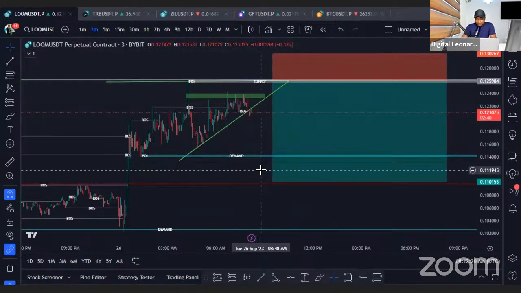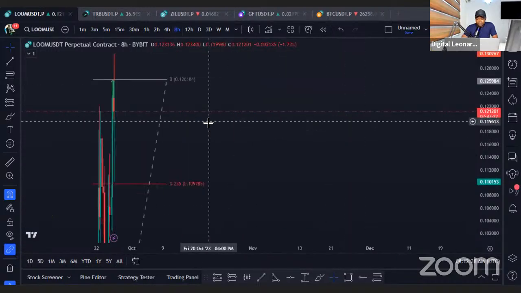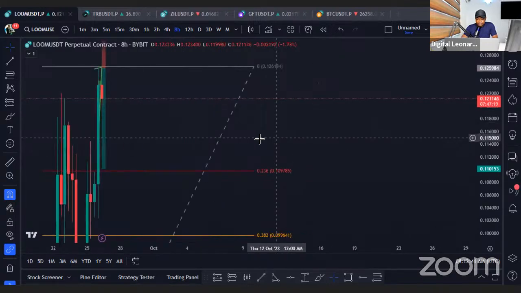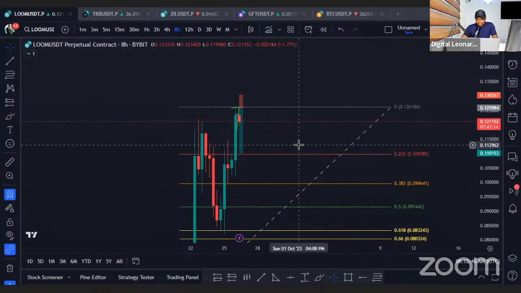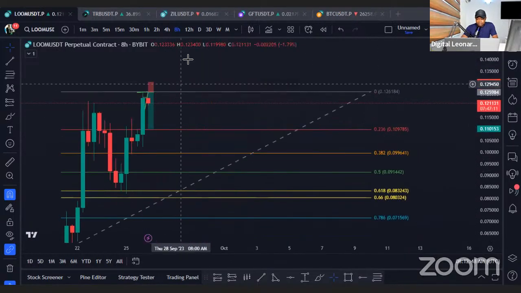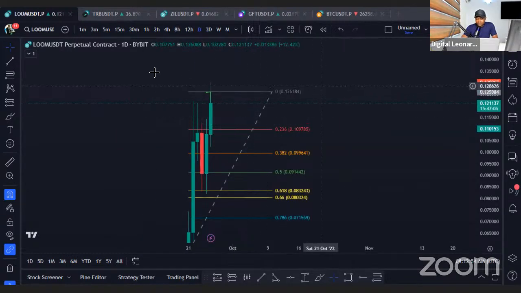I'll be taking it out gradually. So if you give me like a 10%, 20% move, I'll take it out. But I still believe Loom will come down, right? So just pay attention to the trade if you want to. Loom could come down to 11 cents before we start going up again. So trade with caution for this token, guys.